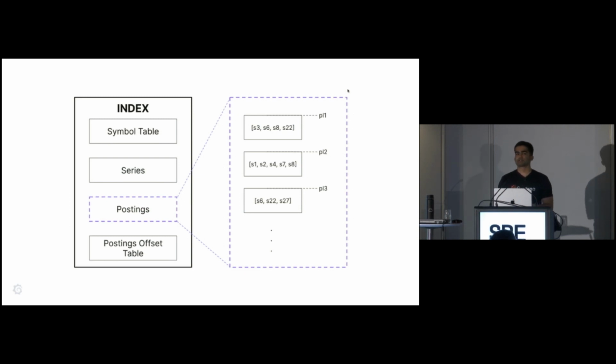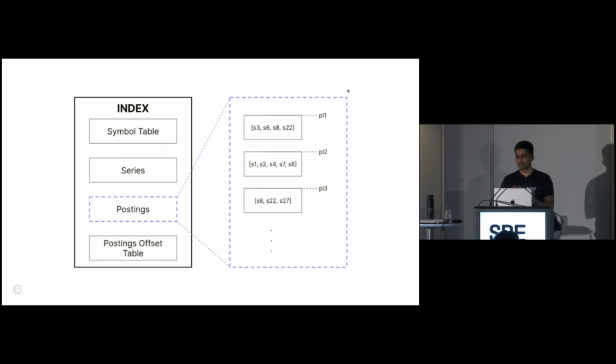Postings is a term from the inverted index. Postings basically means the series IDs, the S1, S2, S3 that you saw. Those are basically postings. And this particular part may not be clear right now until we look at the postings offset table. It holds multiple slices of these series IDs. So there is one slice which has S3, S6, S8, S22. Similarly, we have multiple slices. It looks random now, but we'll also look at the postings offset table.